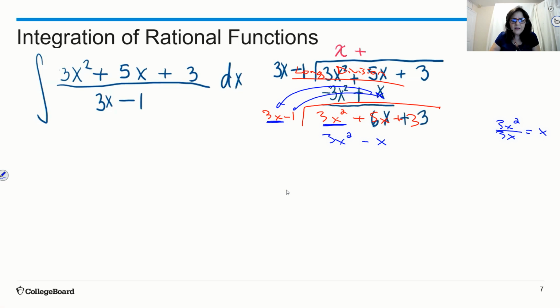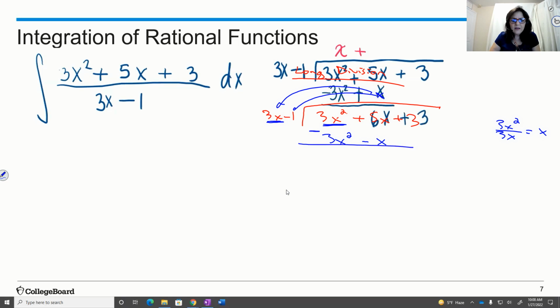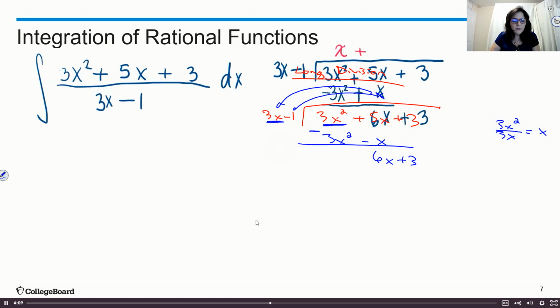What we do then is we just subtract. So like any division problem, you then subtract. So then these cancel. We're left with then just this becomes 6x because it's minus minus x. So 6x, and then the 3 carries down, so 6x plus 3. All right. Now we subtract.